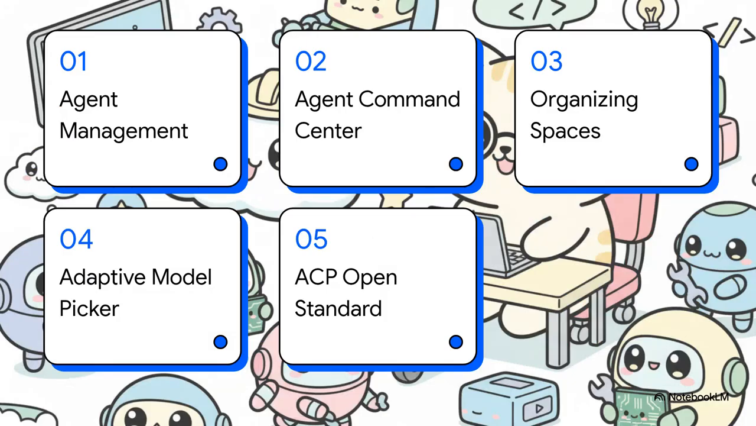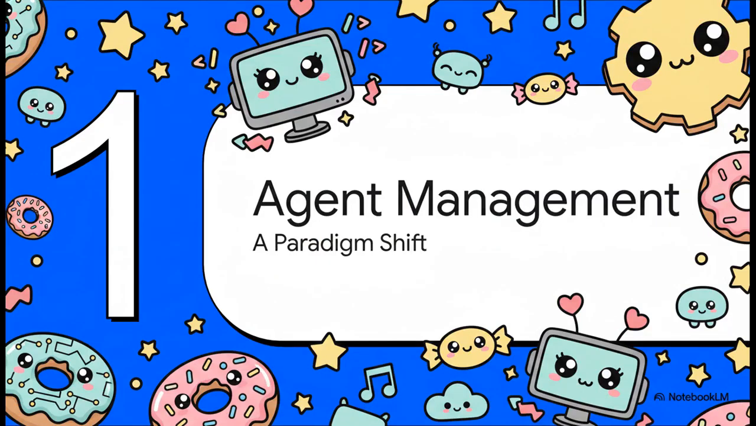So to see how this works under the hood, we'll quickly cover the era of agent management, explore the agent command center, look at organizing work with spaces, dive into the adaptive model picker, and finally, unpack the ACP Open Standard. Okay, kicking things off with Section 1, the era of agent management, a really sweet paradigm shift.